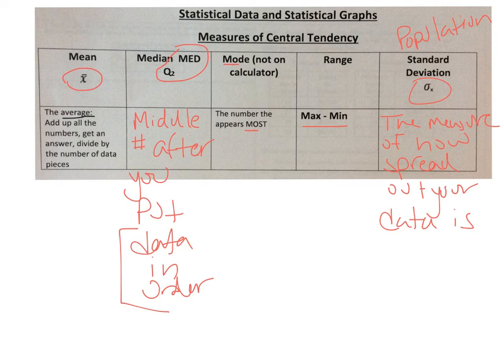And you can also find this in your calculator by stat calc 1. It gives you this population standard deviation. It also gives you the sample standard deviation. Remember that the symbol for sample standard deviation is Sx. Okay, which is once again the measure of how spread out your data is.